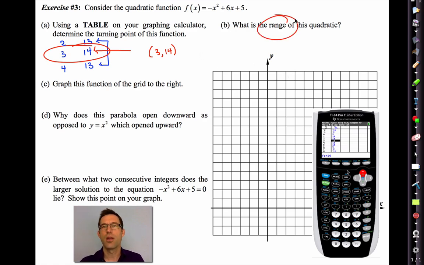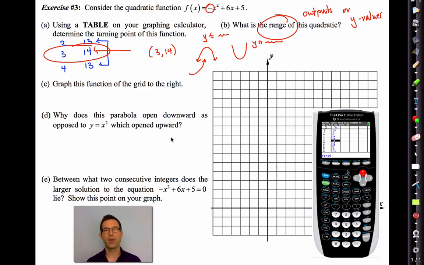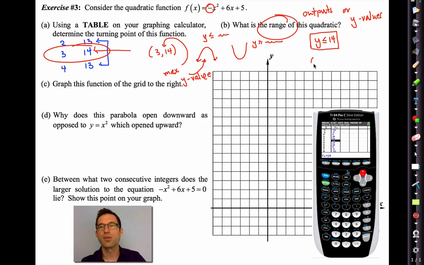The range. The outputs, or y values. Well, all parabolas either look like this, and they have a range of y less than or equal to something, or they look like this, and then they have a range of y greater than or equal to something, right? This parabola looks like this one because it has a leading coefficient that's negative. And I mean, we can even see that in the tables. That means it has a maximum y value, a max y value. And that maximum y value is right there. So our range is going to be y less than or equal to 14. You can also put it in interval notation if you like that stuff, and it would look like that. I think I'm going to stick with y is less than or equal to 14.